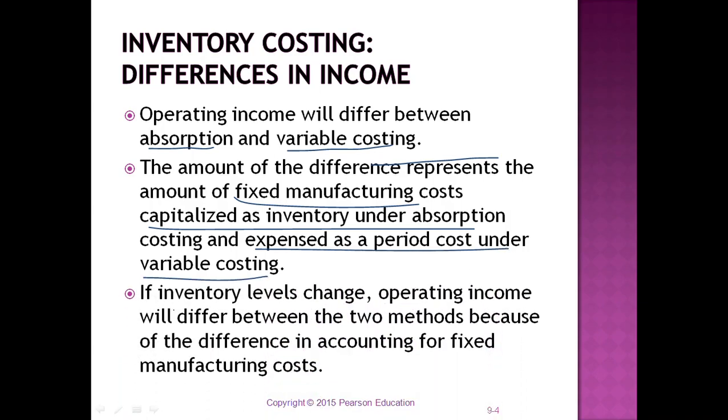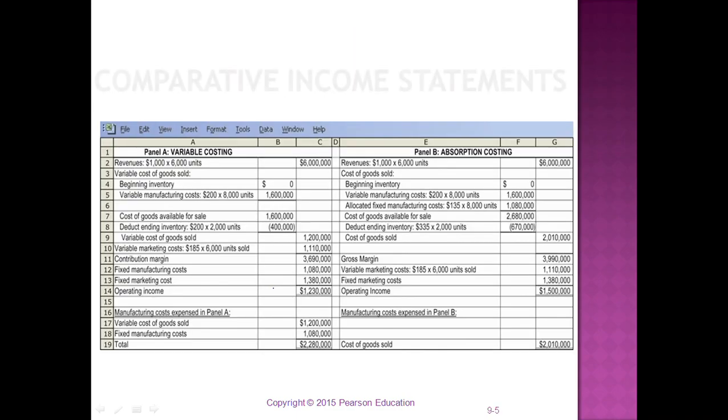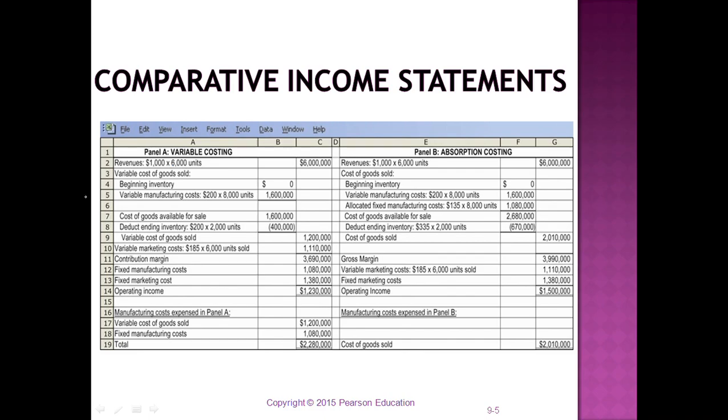The third aspect is that if the inventory level changes, then the operating income between the two methods is going to be different, because you have a difference in the accounting for the fixed manufacturing cost. So at different levels of capacity, your inventory cost would be different using the different methods. To demonstrate that, let's have a comparative look at the income statements prepared under the variable costing method and under the absorption costing method. Let's look at the variable costing method.